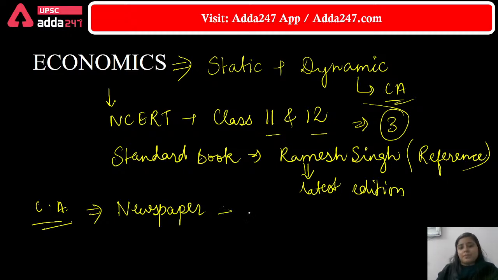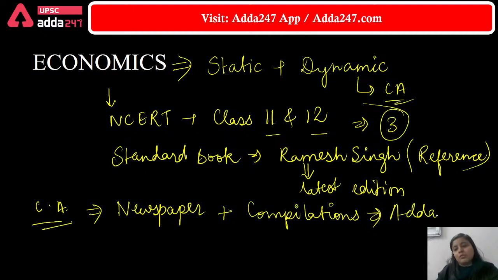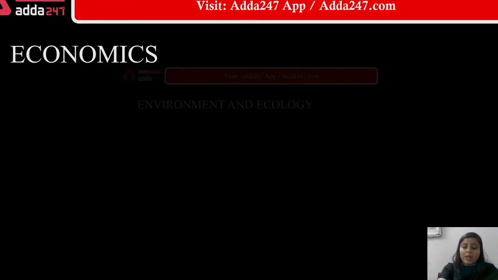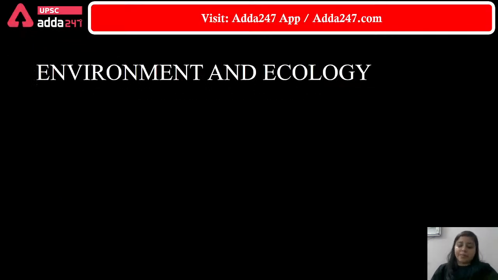Plus for the revision part, you can refer to the compilations provided by ADA 24/7. As I already told you, these compilations will be from the newspapers, that is The Hindu and the Indian Express, and also it will cover some magazines or special portals dedicated to economics news. So the compilations of ADA 24/7 will be enough for the current affairs of your economics part. Clear?